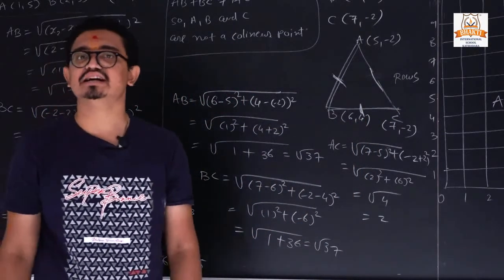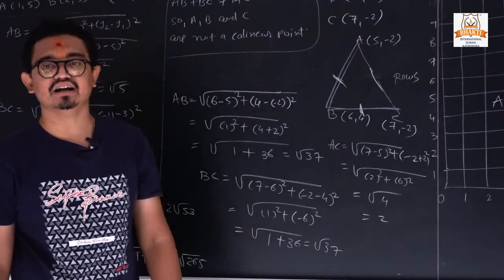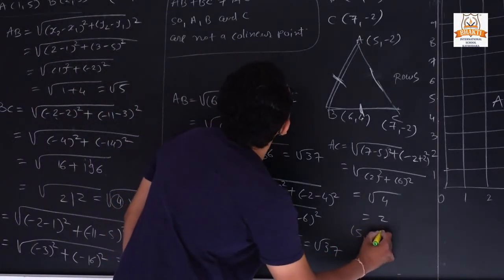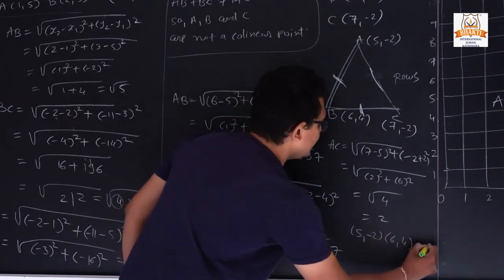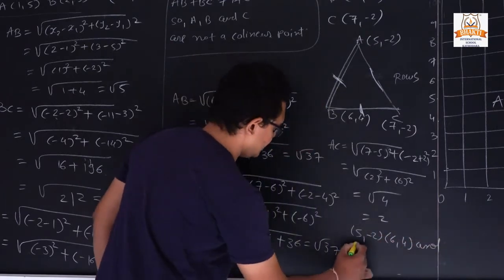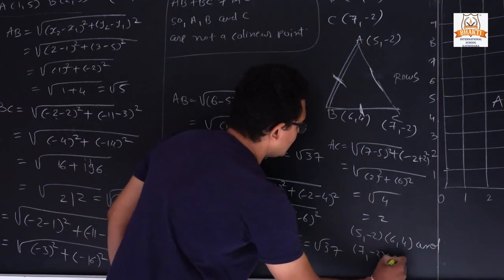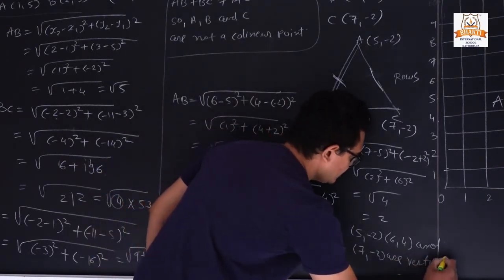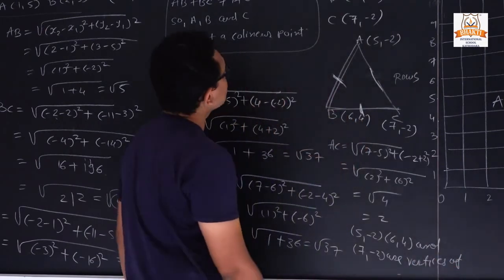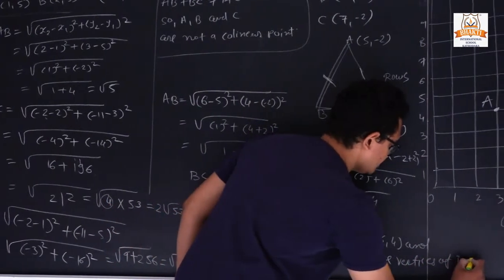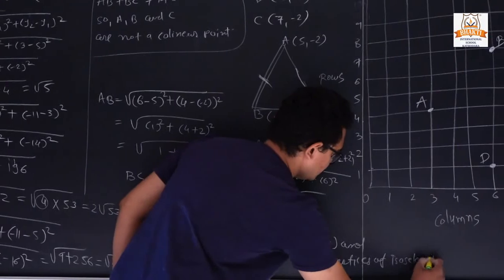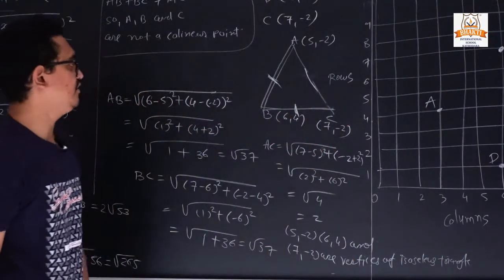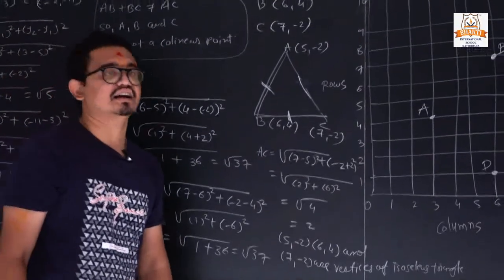If two sides are same, then it is called what? Isosceles triangle. So we can say that (5, -2), (6, 4) and (7, -2) are vertices of isosceles triangle. Clear? It is a vertex of isosceles triangle.